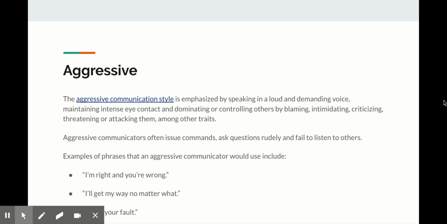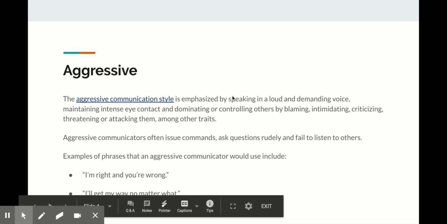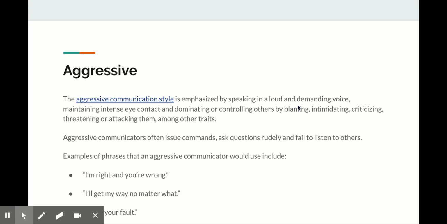So I think you can kind of think of today's term, it's kind of like a Karen, right? A Karen is someone who is just gonna speak what's on their mind, but they don't really care how other people think. It's just all about them. Okay, so here are some phrases that an aggressive communicator would use. I'm right and you're wrong. I'll get my way no matter what. It's all your fault. All right, we don't want to be Karens. We don't want to be aggressive communicators.